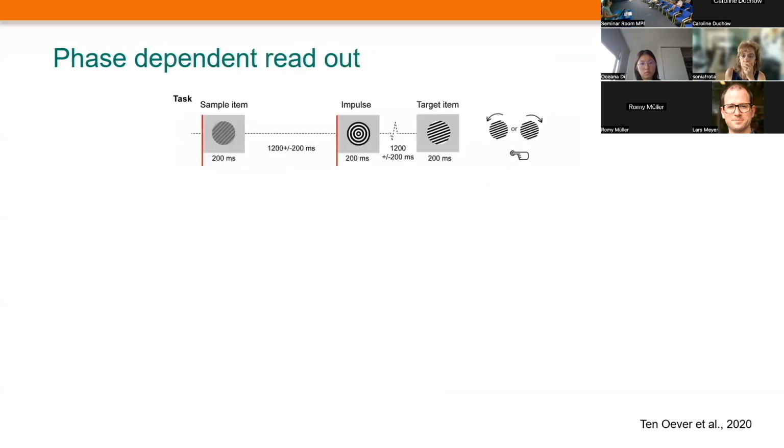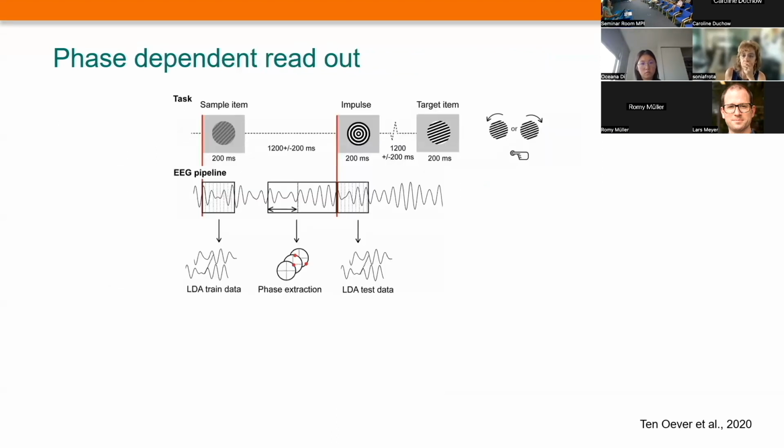So what we did is that we had this sample item, and this is the EEG pipeline, in which we trained the classifier to tell us the orientation of the sample. This is the training data of the classifier, and this is the testing data of the classifier. We trained the classifier to detect the orientation, and then we tested it during this impulse period. So it was a generalization kind of decoding approach.